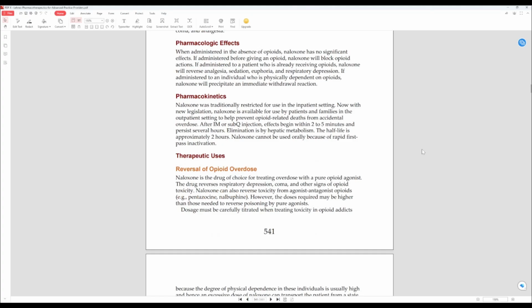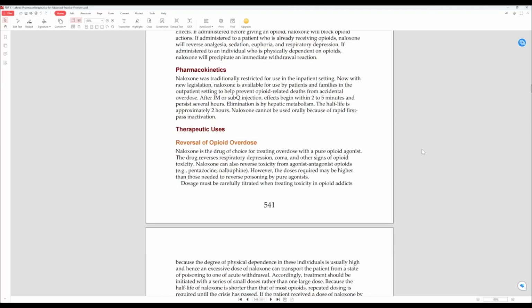Narcan was traditionally restricted for use in the inpatient setting. Now, with new legislation, Narcan is available for use by patients and families in the outpatient setting to help avoid and prevent opioid-related deaths from accidental overdose. After IM or sub-Q injection, the effects begin within 2 to 5 minutes and persist for several hours.